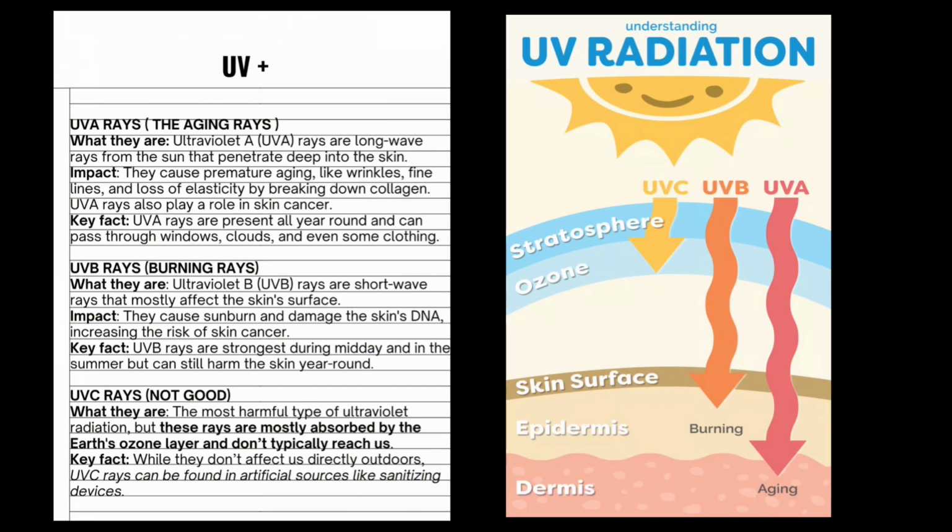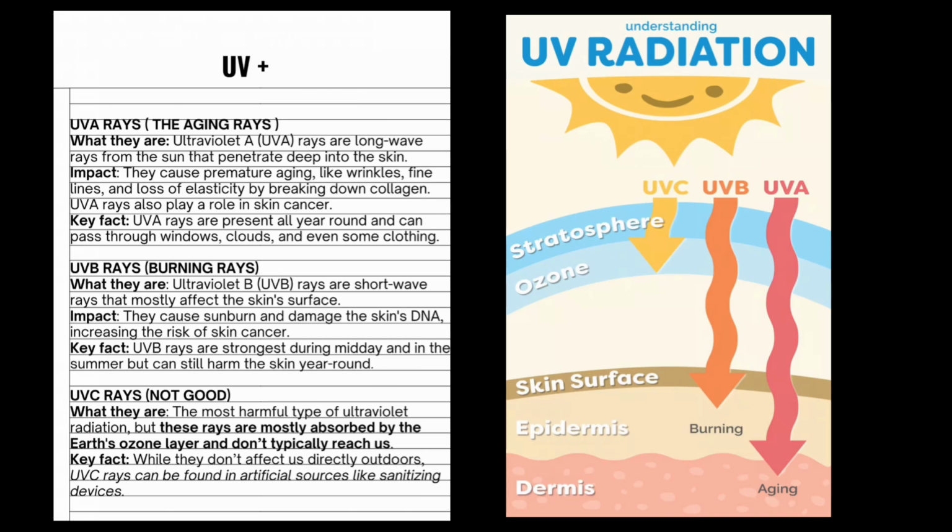Okay, UVA rays are ultraviolet rays. They're long-wave rays from the sun that penetrate deep into the skin. They cause premature aging like wrinkles, fine lines, and loss of elasticity by breaking down collagen. UVA rays also play a role in skin cancer. A key fact is that UVA rays are present all year round and can pass through windows, clouds, and even some clothing.